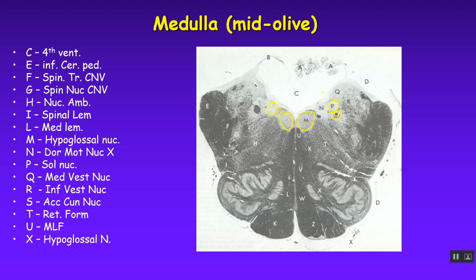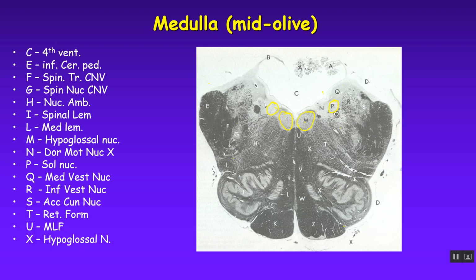And that's that little dark area. Those are some axons that are coming in from cranial nerves 9, 10, 7, that are going to go to that solitary nucleus. They're bringing in afferent information. That's O, the solitary tract. But P is the solitary nucleus.